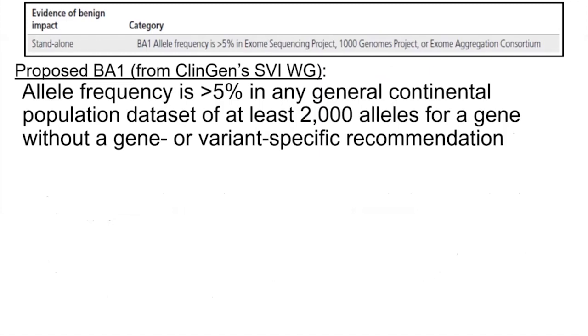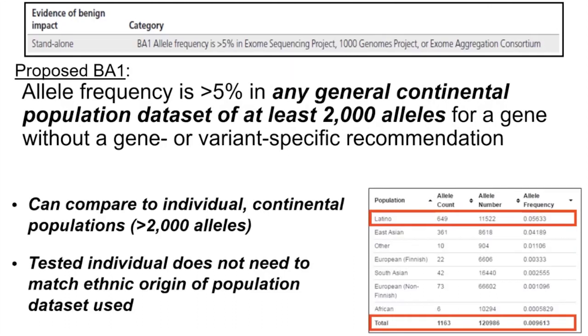However, from the SVI group, we have suggested a rewording of this criterion to instead read: allele frequency is greater than 5% in any general continental population dataset of at least 2,000 alleles, for a gene without gene or variant-specific recommendation. I'll divide this out into the 2 parts we added here. The first part we added is that this 5% needs to come from a general continental population data set of at least 2,000 alleles.